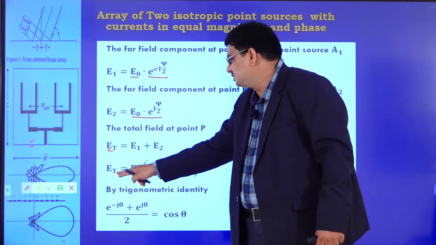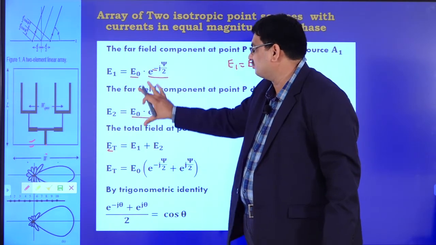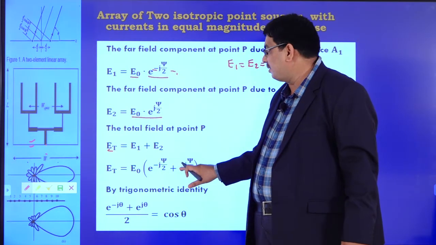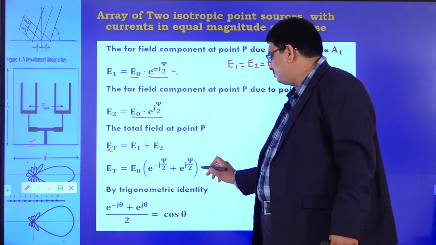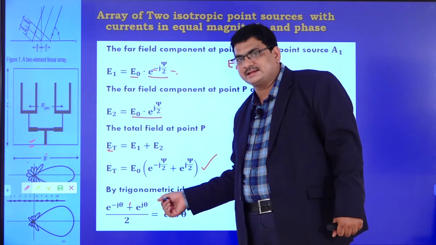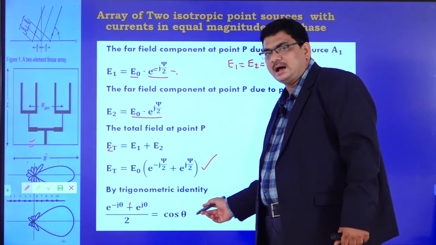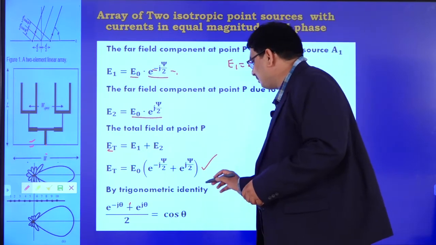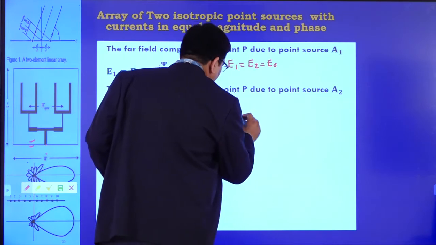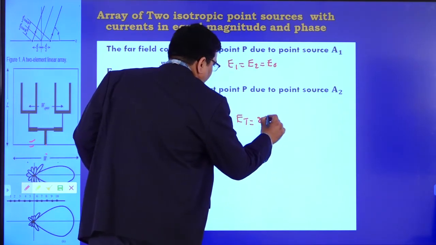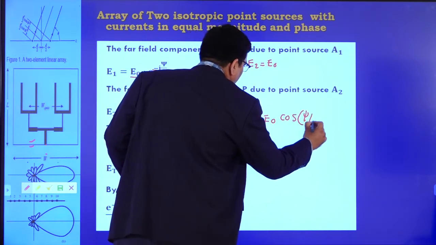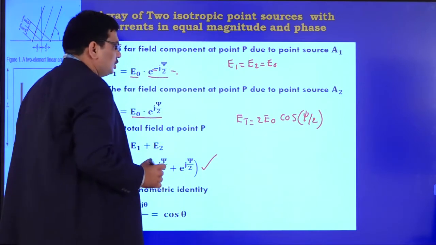So, Et is equal to, taking the common E naught from these two expressions, E naught into e power minus j psi by 2 plus e power j psi by 2. From the trigonometric identity, we know that e power minus jx plus e power jx divided by 2 is equal to cos x. So, from this formula, Et is equal to 2 E naught into cos psi by 2.